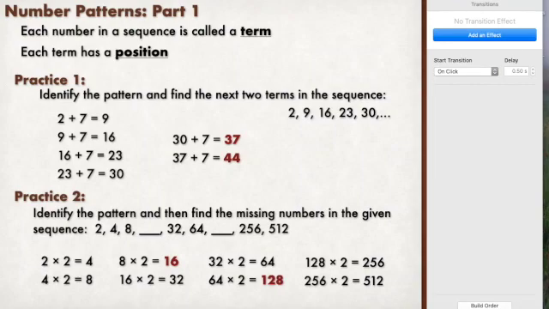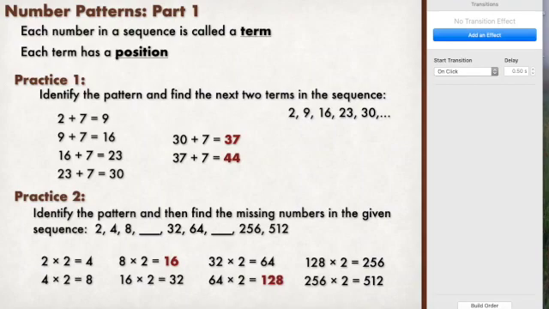The first one is each number in a sequence is called a term. Each term has a position, and this is very important. We're going to identify the positions or the terms, identify the pattern, and then find the next two terms in the sequence. So let's find the pattern here.